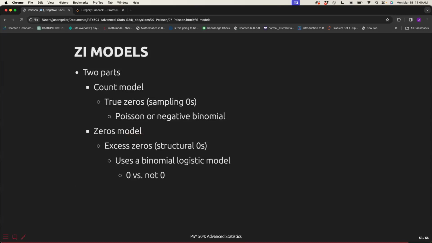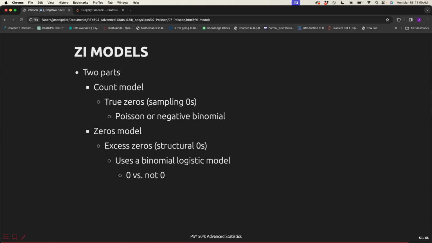And the zero-inflated model has two parts. The first part is a count model, and this model is true zeros or sampling zeros. So these are the number of zeros that are expected by chance in your data. And we model this as a Poisson or a negative binomial model. So we just went over how to interpret those things. That's the first part of a zero-inflated model, right? It's just the count part.